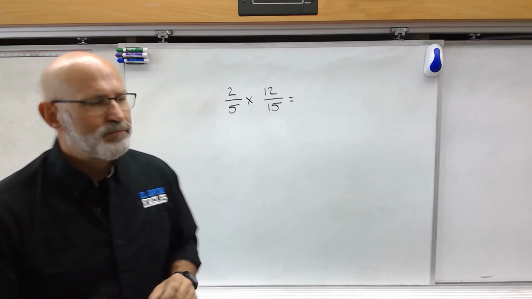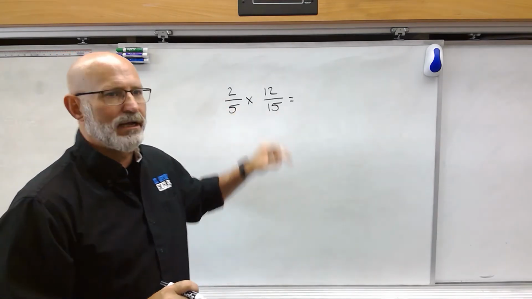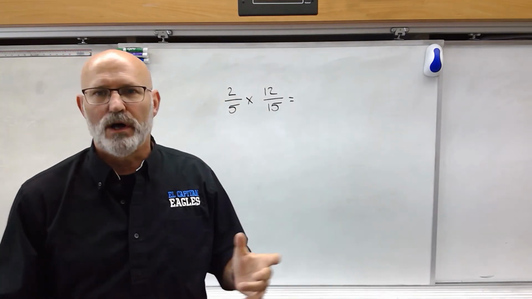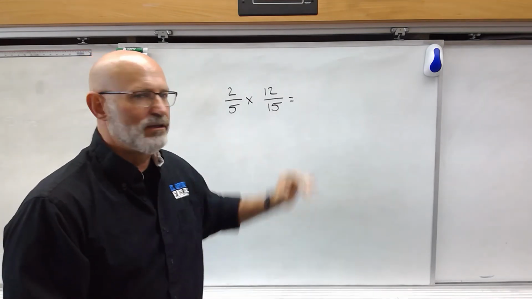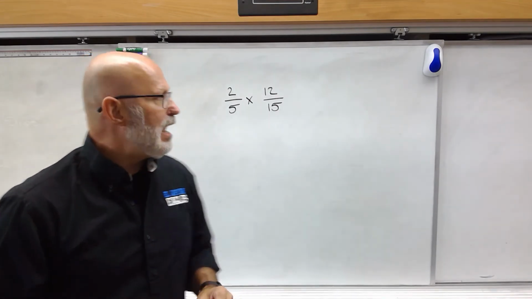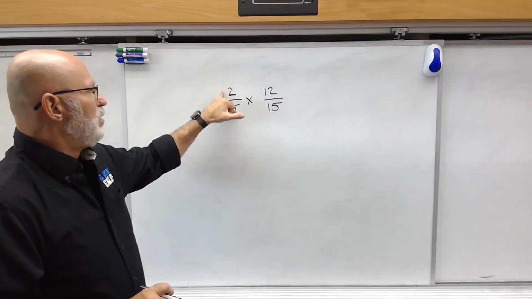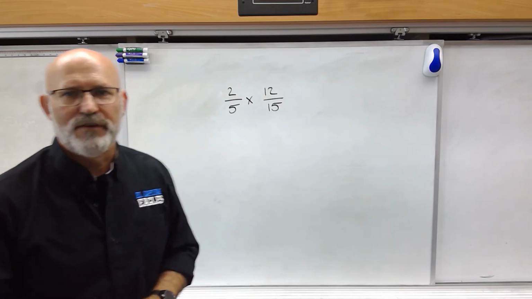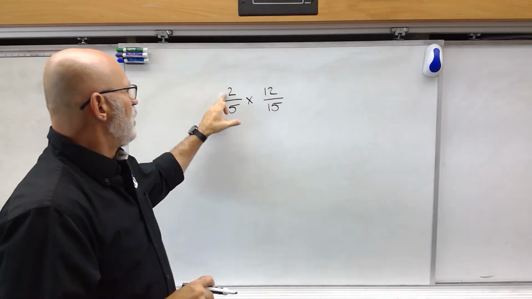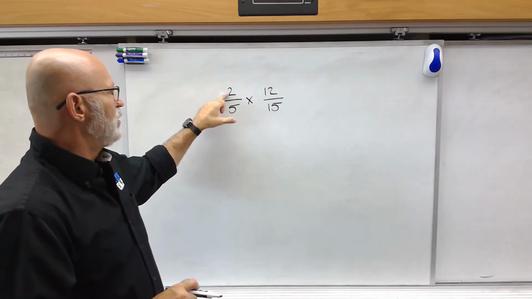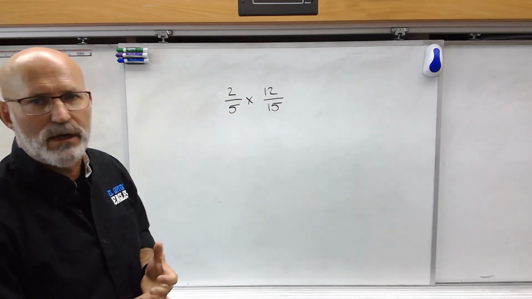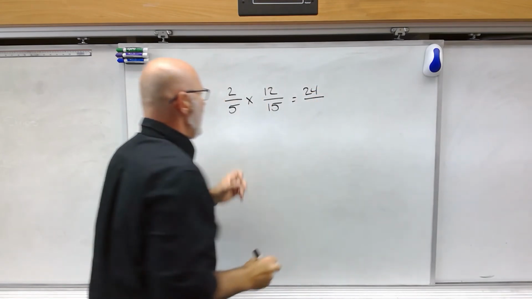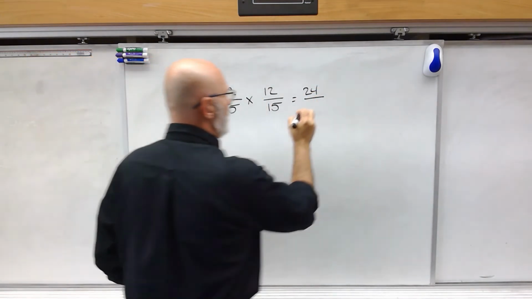Okay, so now I've got 2/5 multiplied by 12/15. Now I chose that because I can't cross cancel either one, and they're big numbers, at least on this side, some bigger numbers. So what I can do is multiply this straight across. So 2 times 12 is 24. And 5 times 15 is 75.